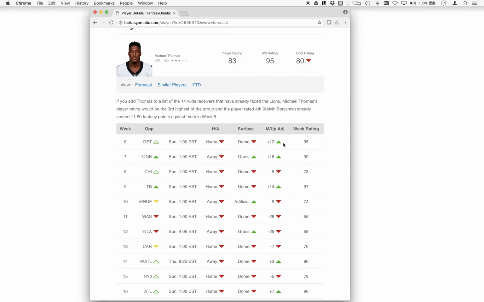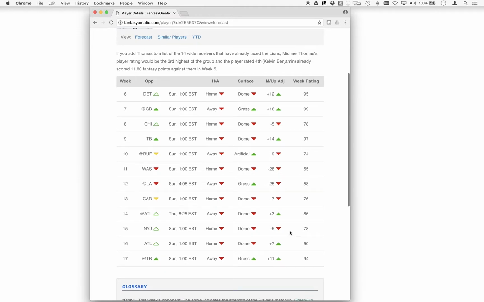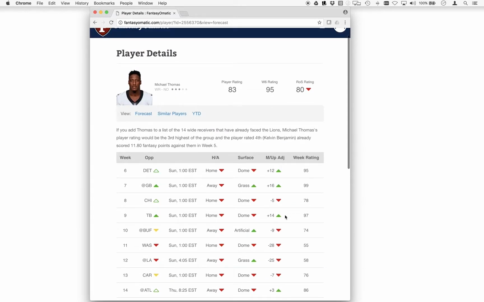And the value that you see tells us how much more you can expect or how much less you can expect. So if you see a plus 12 or a plus 16 or a plus 14, those are good matchups you should be excited about. A minus 28 or a minus 25 are bad matchups that you probably shouldn't be too fired up about. And here a plus 3 just tells us it's a marginally better matchup due to some different factors.